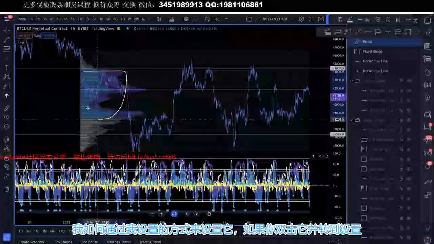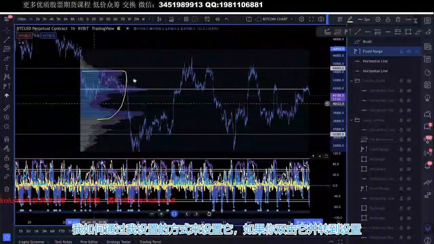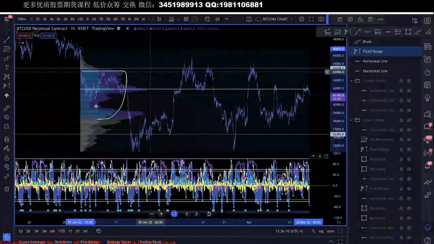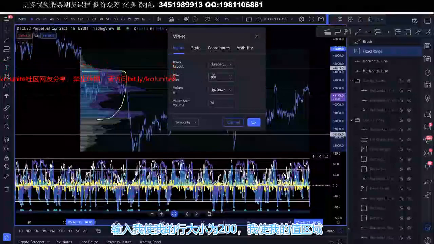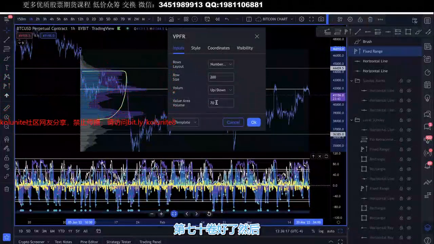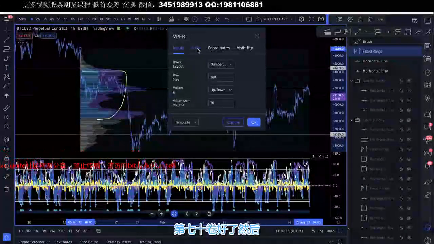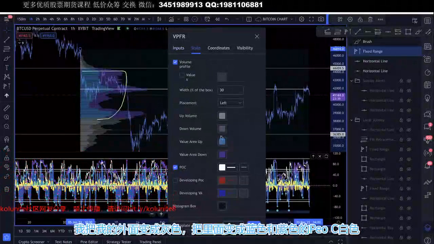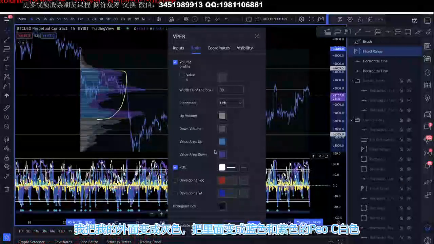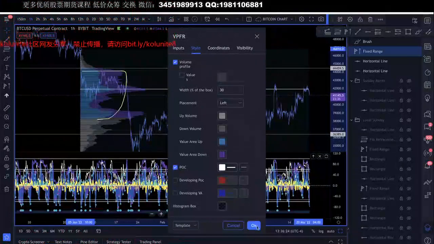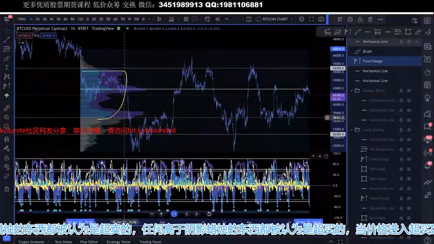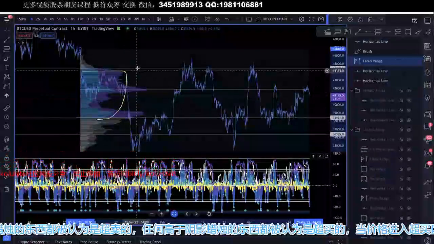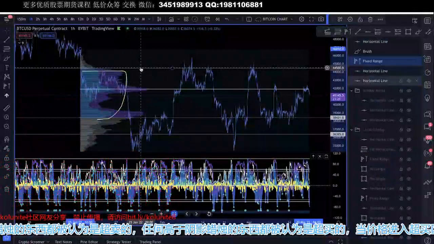Now, how do I set this up, by the way? The way I set this up is if you double click it and you go to settings, okay, inputs, I make my row size 200, I make my value area volume 70, all right? And then these are the colors that I use. I make the outside gray, I make the inside blue and purple, the POC white, okay? This is going to tell you that anything below the shaded candles is considered oversold. Anything above the shaded candles is considered overbought.